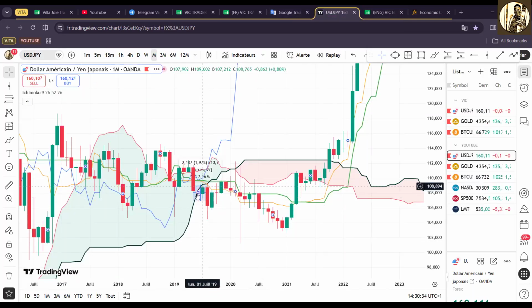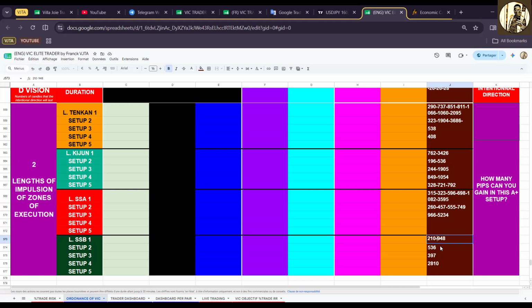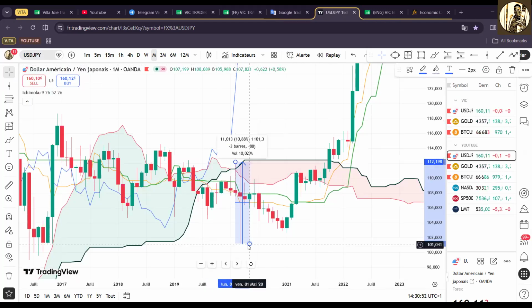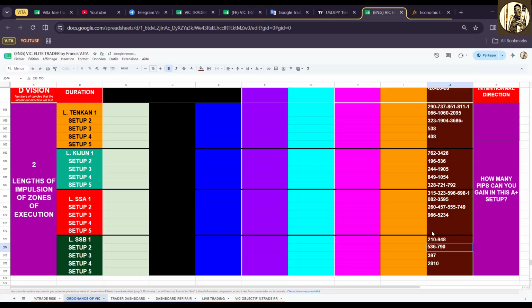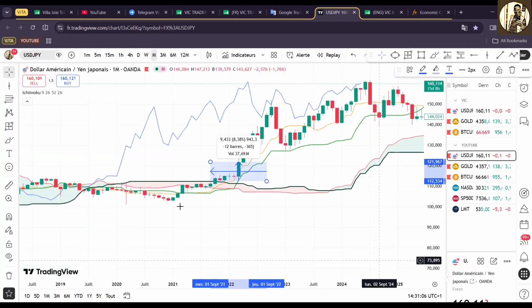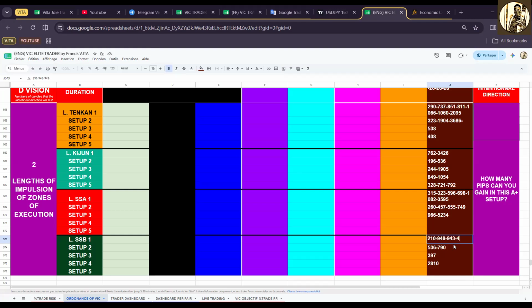Then SSB got touched also around this level up. Maximum to the downside is 790, isn't it? Okay, then SSB got touched again here, and then moved to the downside for 943 pips. And then the last time SSB got touched was at this point, and the price moved up for 4,909 pips.